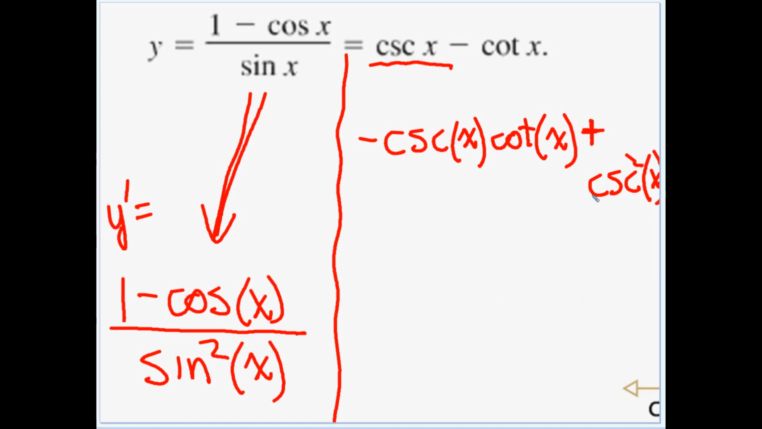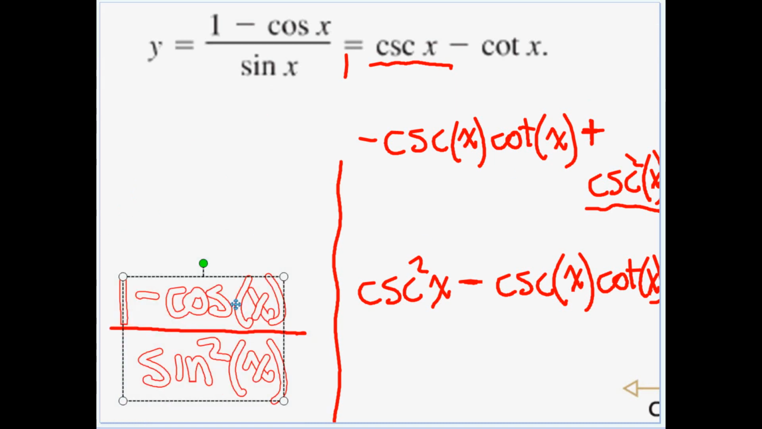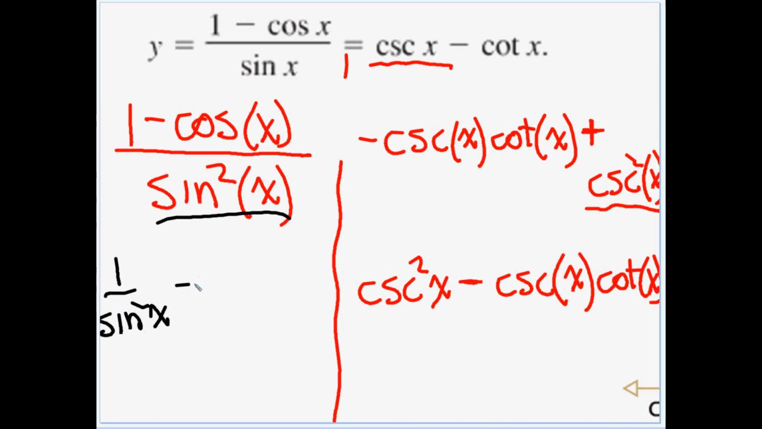Are those the same? Let me rewrite it down here. I'm going to put this term first, cosecant squared of x, and then we'll have our minus cosecant x cotangent x. Now we could factor out a cosecant, but let's play with what we have over here on the left and see if we can get it to match right now. So this one, if we break it into its two separate fractions, notice the denominator is a single term, sine squared. We'll have our numerator 1 over its own sine squared minus cos over its own sine squared.